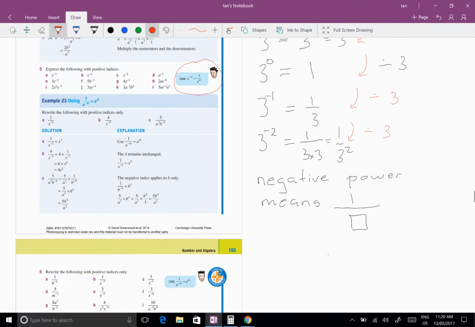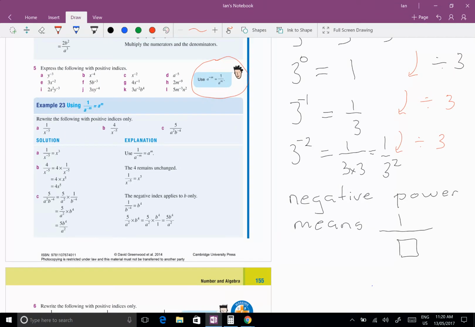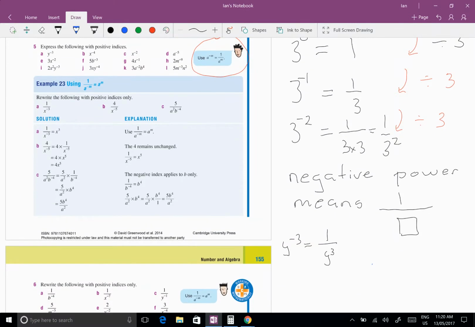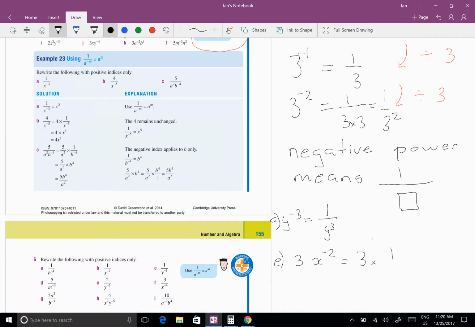So now when we do these questions and we get y to the negative 3, well, that's easy. That's just 1 over y to the 3. But what about, and that's A, but what about E? Be careful here. Only the x is to the negative 2. The 3, don't touch it. Only the x is to the negative 2, so it's 3 times 1 on x squared. And we don't want to write all that, we'll just put the 3 over the x squared. That's a bit of a tricky one.